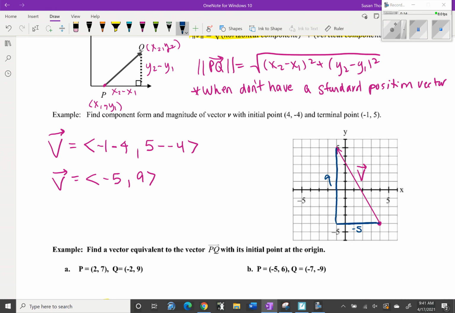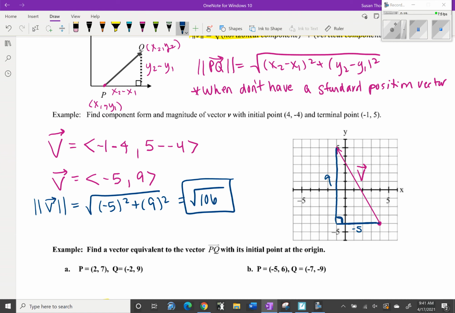And if we wanted to find the magnitude of this vector, so the magnitude, remember, is looking at the length. So we have the horizontal and vertical component. We just need to square those because, again, this is a right triangle. So that means that -5 squared plus 9 squared would give us the square root of 106, which does not reduce, so this is the magnitude of the vector.